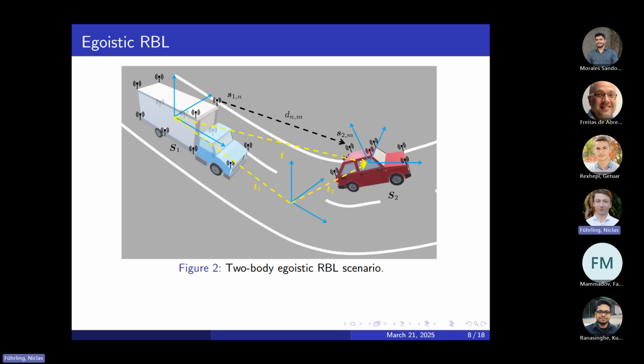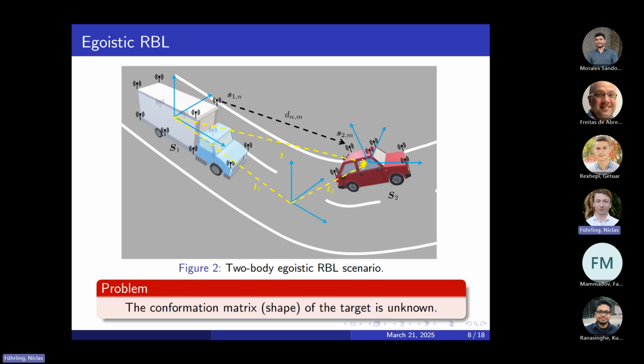Now we have 2 rigid bodies. And the goal is that, as we say, it's egoistic RBL. We can say we are the truck, we are S1. We know how we look, we are on the street, and we want to now find the target, which is S2, which is this red rigid body. And the problem is, we know how we look, but we don't know anything about the target rigid body. So the conformation matrix with the shape of the target is unknown. And you can also see here in this picture, we do some distance measurements from the sensors. We have the translation of the 2 individual cars, T1 and T2. And you can see the rotation defined by these coordinate frames.